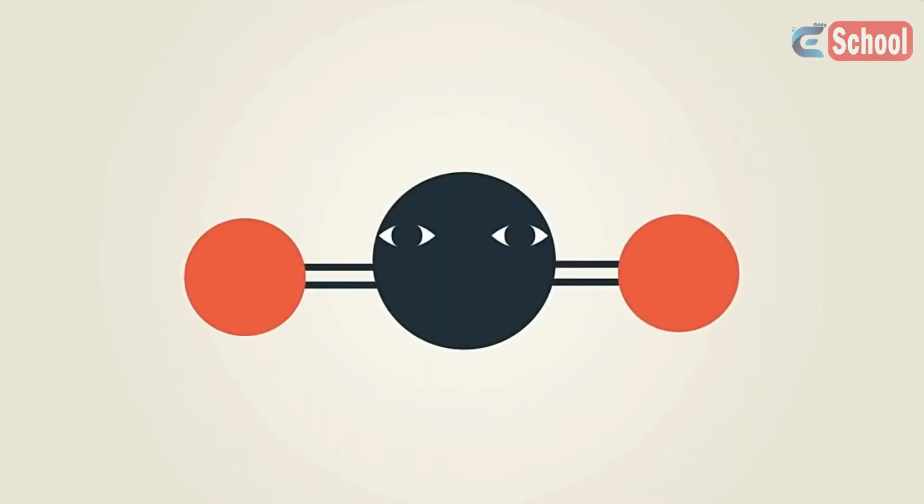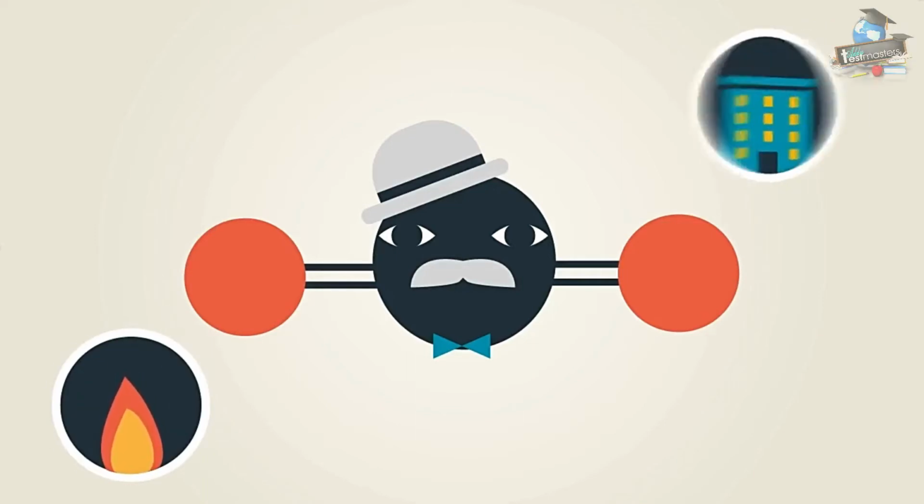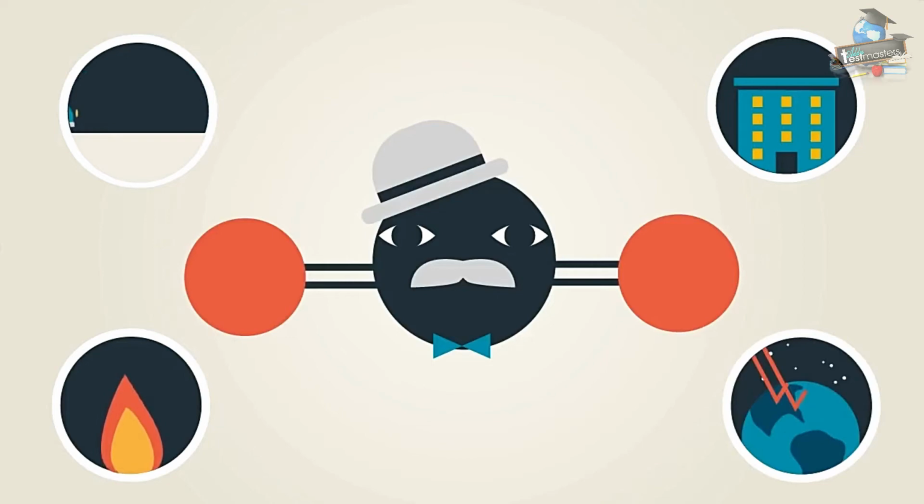So, carbon dioxide. Why is it important to learn about it? Well, it's a product of one of the most important chemical reactions in the world, combustion, which is how a lot of people in the world heat their homes and power their cars. It also unfortunately contributes to the greenhouse effect and global warming.